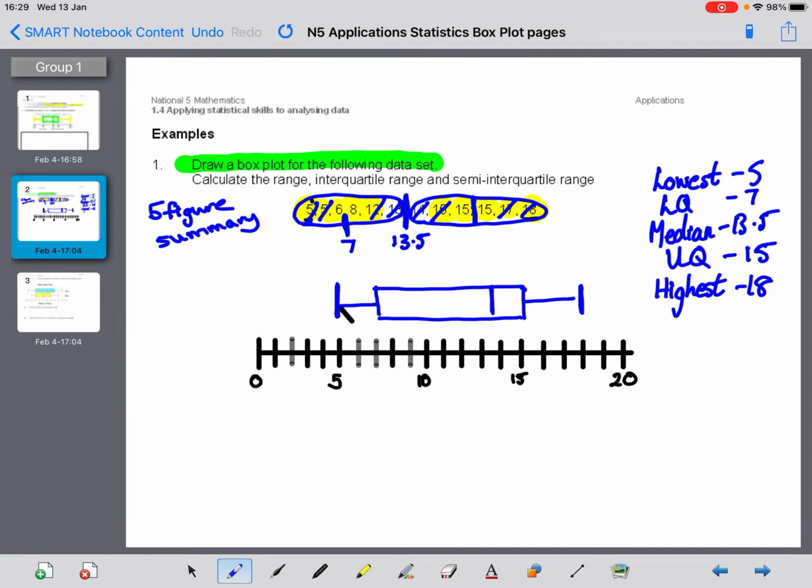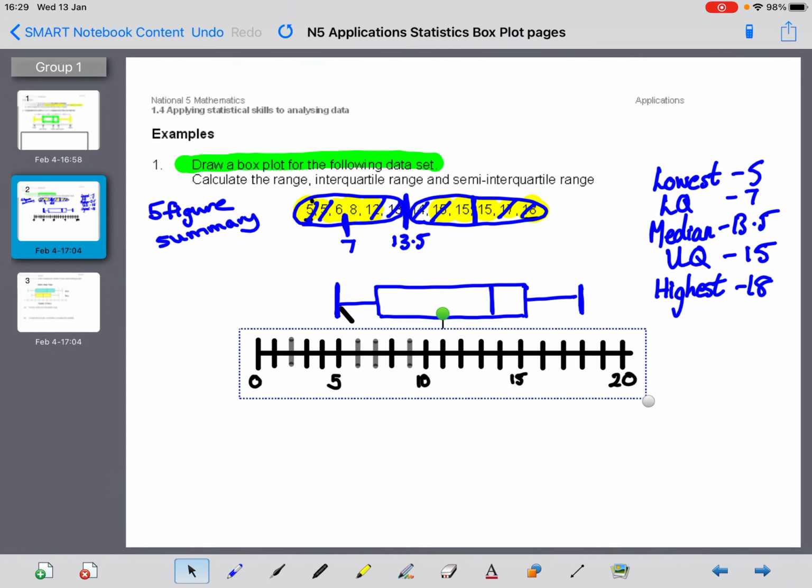Remember, it would be so much better if I could actually do it with a ruler, but I just don't have the patience to try and do it on here.